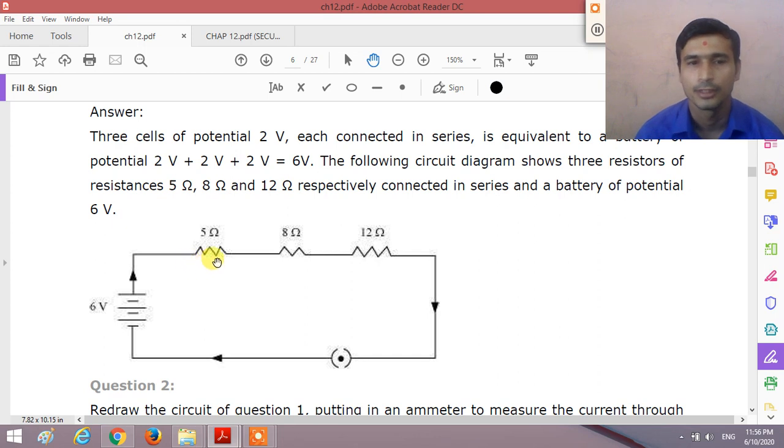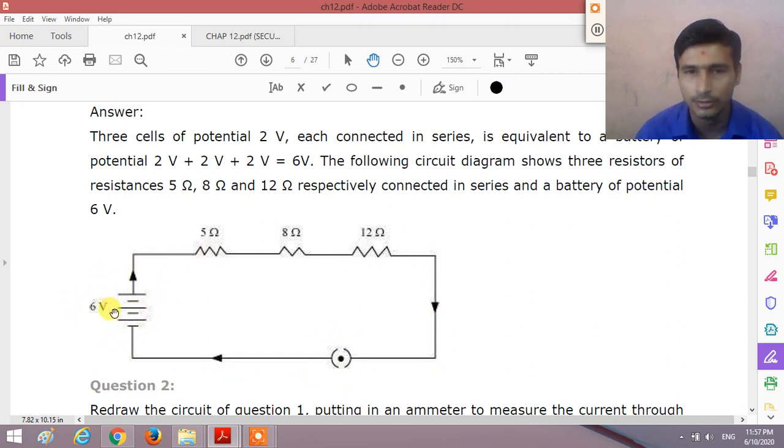First, R1 is equal to the 5 ohm resistor, R2 is equal to the 8 ohm resistor and R3 is equal to the 12 ohm resistor. All three resistors are connected in series with the plug key, that is the symbol of the key, and 3 cells each of 2 volt are connected in series with this combination. So the total potential is 6 volt.